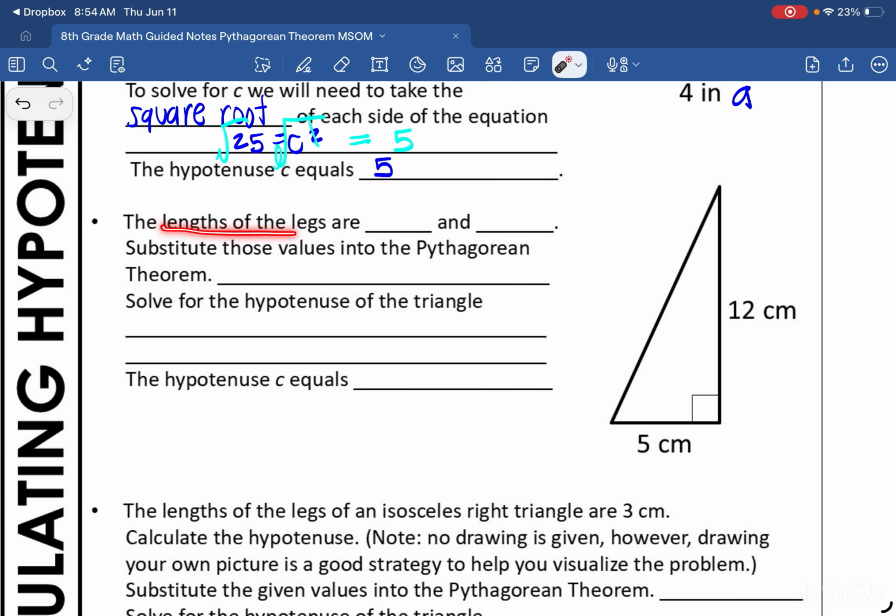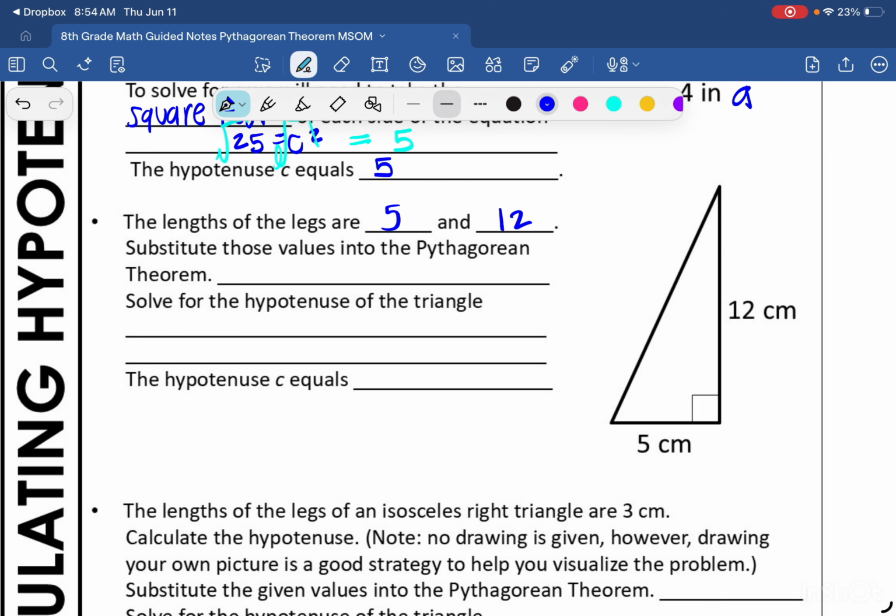The length of the legs right here are 5 and 12. Substitute those values into the Pythagorean theorem. So A squared plus B squared equals C squared. So I have 5 squared plus 12 squared equals C squared. Solve for the hypotenuse of the triangle.